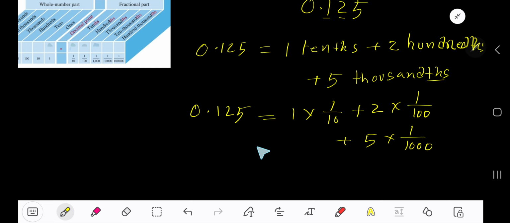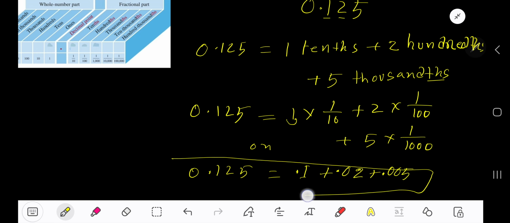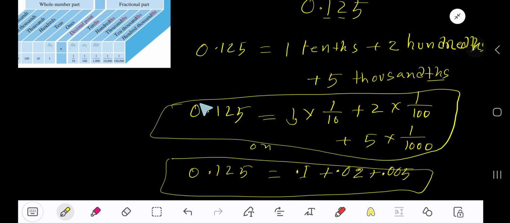You can also write the expanded form like this. We have 1 tenth, so the decimal point will move 1 place here. So 0.1, plus here 2 hundredths, so the decimal point will move 2 places: 1 place, placeholder 0, 2 places. Plus here 5 thousandths means the decimal point will move 3 places. Okay, so this or this is the expanded form.